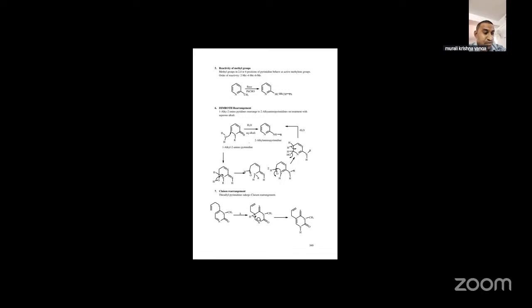Reactivity of the methyl group: the methyl group at the fourth position is more reactive than at the second position, then the sixth position. Reacting with the active methyl group of pyrimidine, reacting with aldehydes, then chalcones will be formed. Dimroth rearrangement: here the inside nitrogen is replaced by the outside nitrogen atom. Claisen rearrangement: thioallyl pyrimidines undergo Claisen rearrangement.